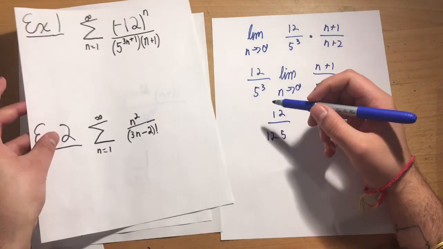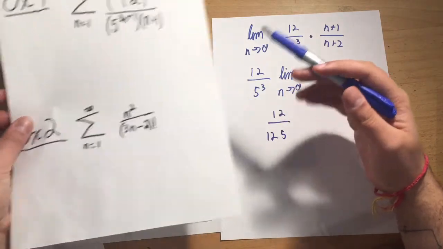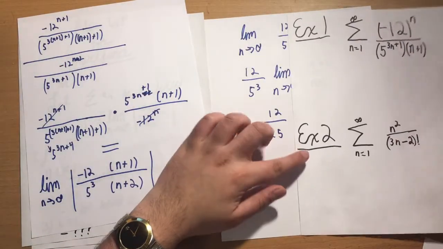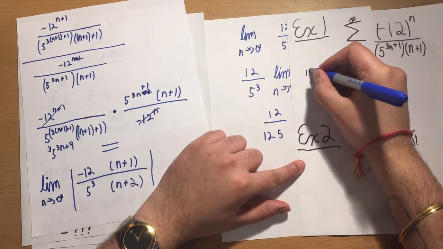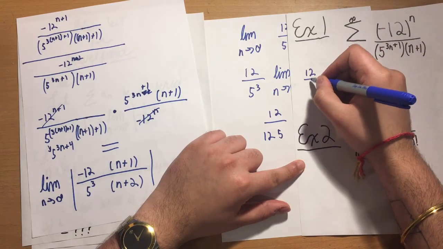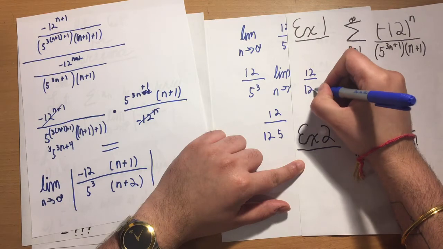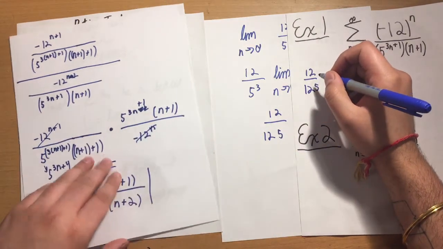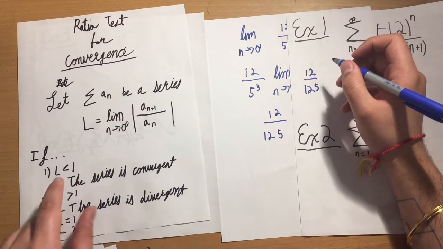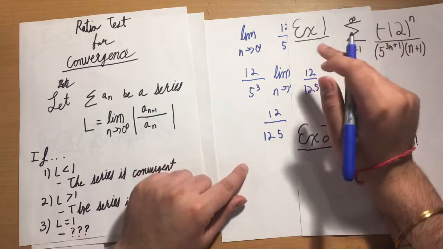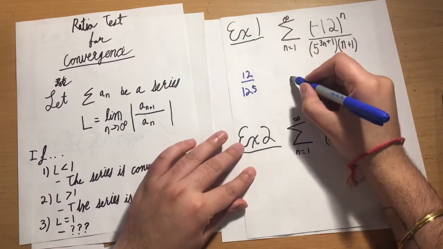So now, based on the rules, we check, all right, 12 over 125 is less than 1, meaning this series is convergent.